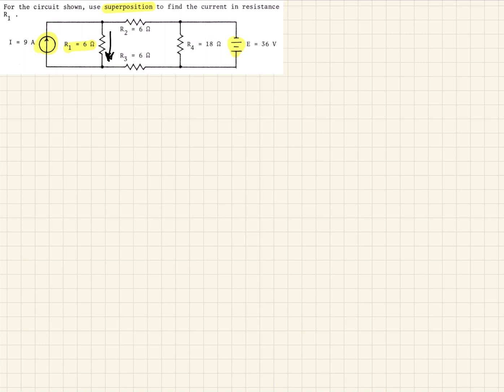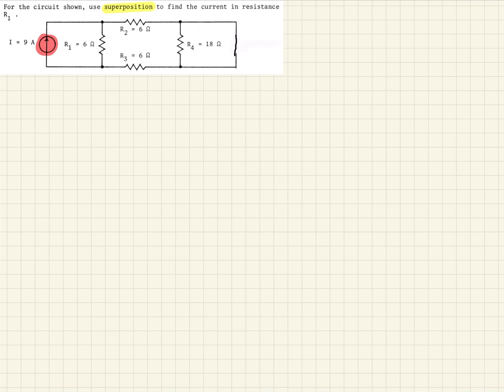When we use superposition, remember we calculate the contribution from each source separately. So let's take a look at how we might do that. If we consider the current source first, remember when we do superposition, any other voltage sources, we short those out. So that would be as if this device here were gone and replaced with a short circuit. So that would be here.